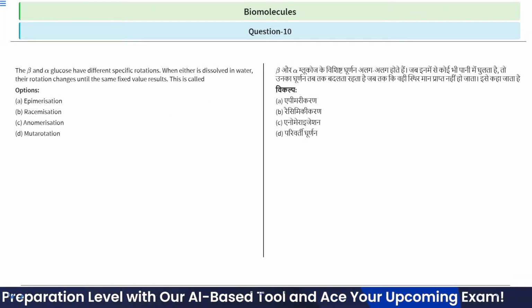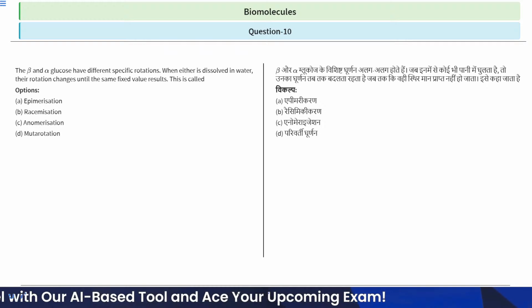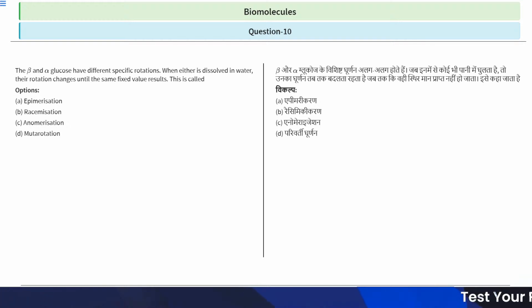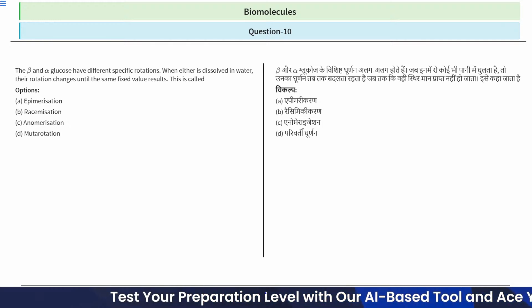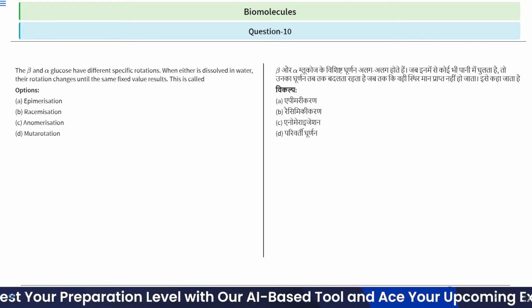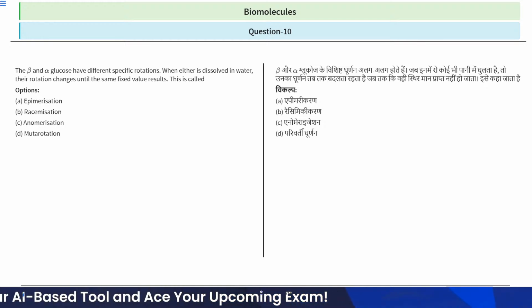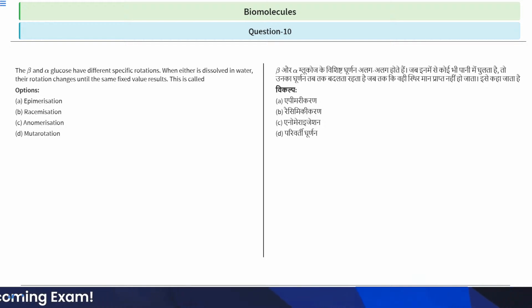The beta and alpha glucose have different specific rotations. When either is dissolved in water, their rotation changes until the same fixed value results. This is called what? So, we have two forms of glucose, beta glucose and alpha glucose. They have different specific rotations, the alpha one and the beta one.